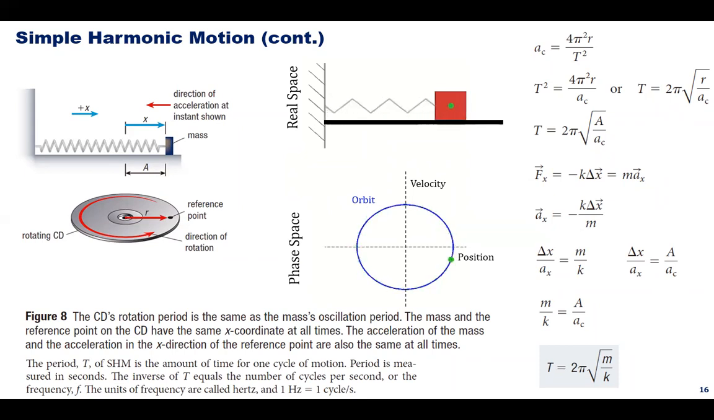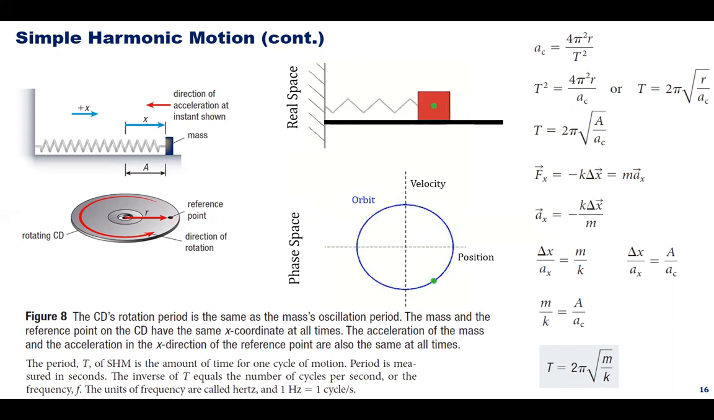So when the reference point and the mass are at the point of maximum stretch in the spring, the centripetal acceleration of the reference point, a_C, is directed towards negative x. The acceleration of the x-coordinate at this moment is a_C. So the acceleration of the mass at this moment is also a_C. This fact will allow us to calculate the period of motion of the mass.